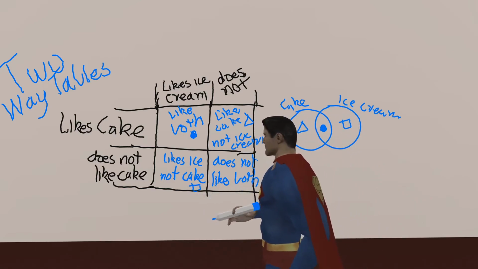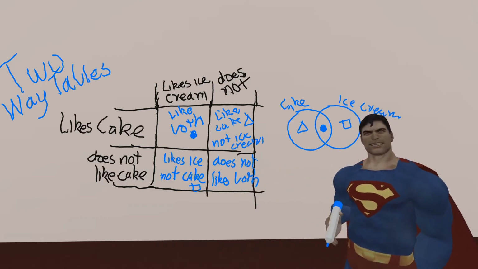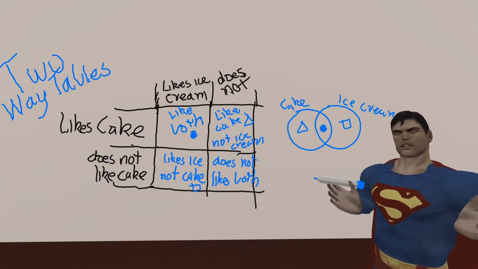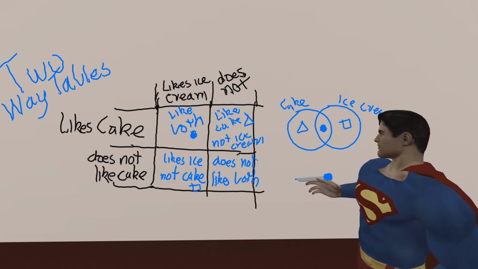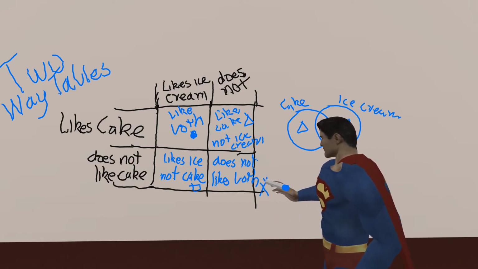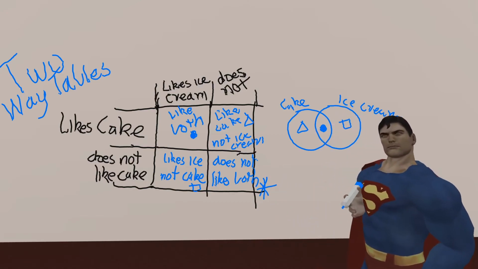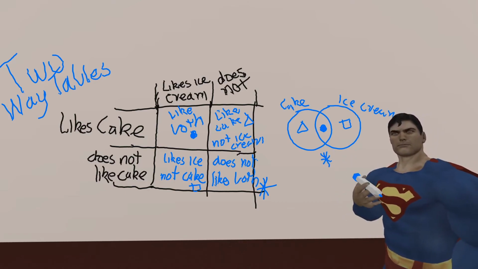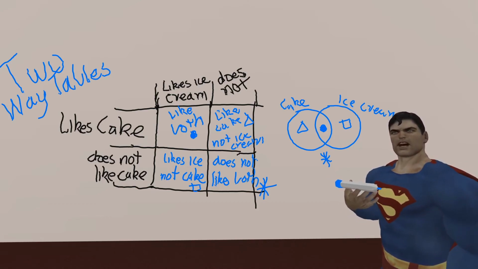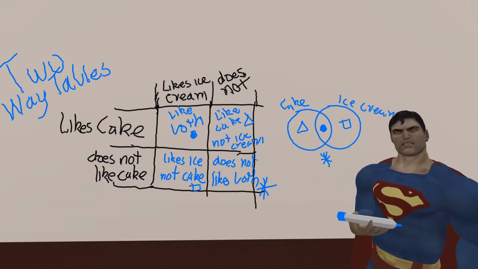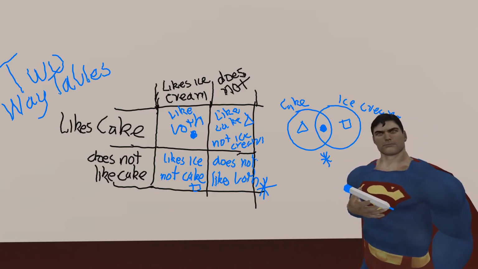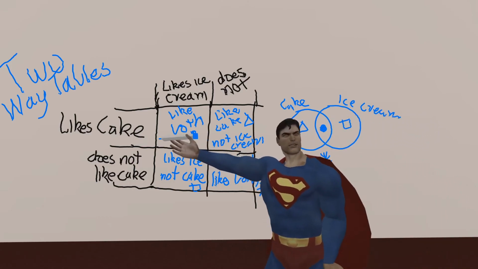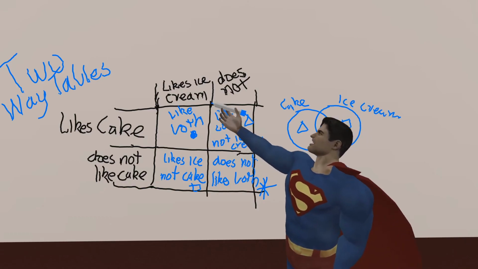Now, this last square is for people who don't like cake and don't like ice cream, so they don't belong in any of these circles. So let's just put a bit of an asterisk there, and that represents the stuff that is outside the circle. Now, depending on what your two-way table is and what your question is, your Venn diagram might look a little bit different. But generally, the first circle represents this thing, and the second circle represents this thing.